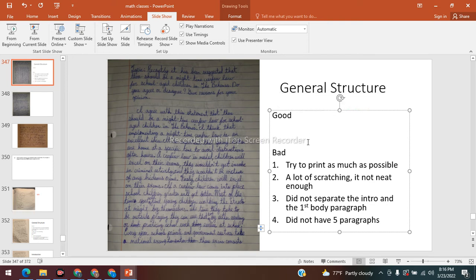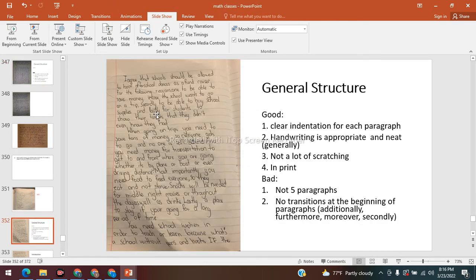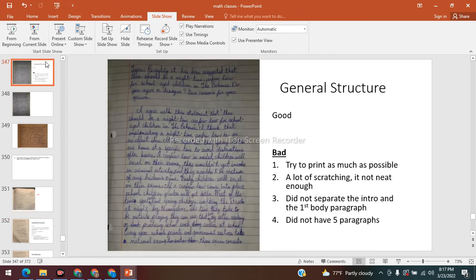In school, did you print? Yeah, it's a print. Print is my thing. Just like this person, using my handwriting. Okay, good.